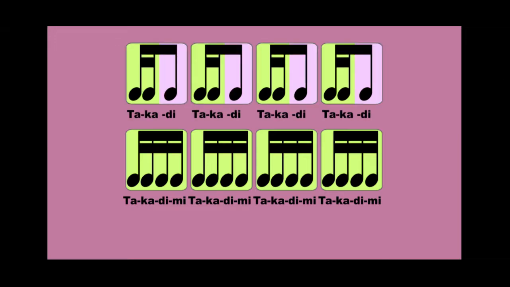Now we have 2 16ths followed by an eighth note. So this time we have ta and ka, and then the third 16th note is di, but because it's an eighth note, the mi is part of the di. So it sounds like takadi, takadi, takadi, takadi. My turn and then your turn. Takadi, takadi, takadi, takadi. Takadimi, takadimi, takadimi, takadimi.